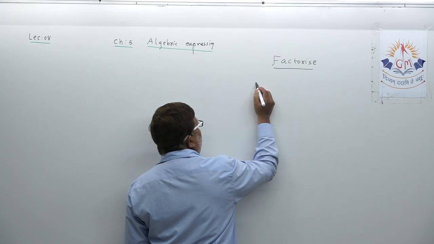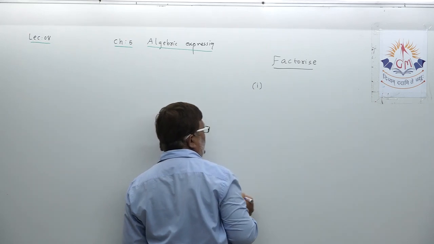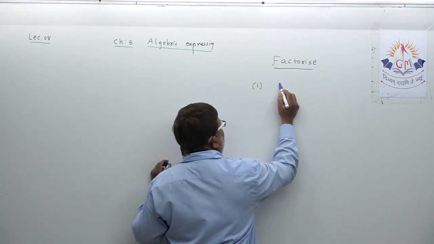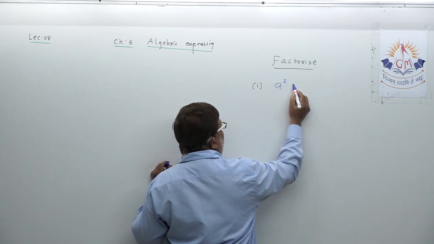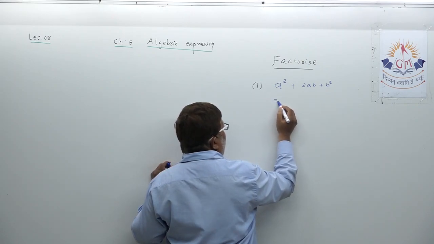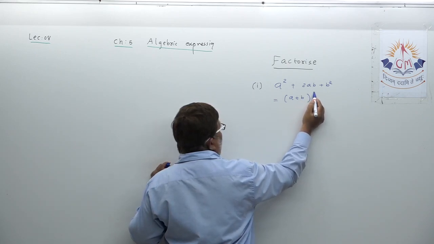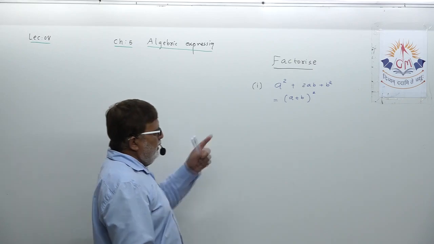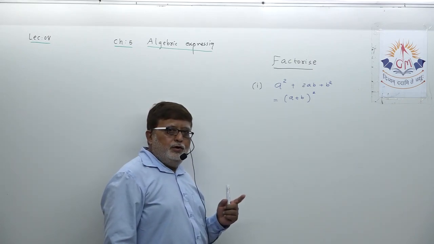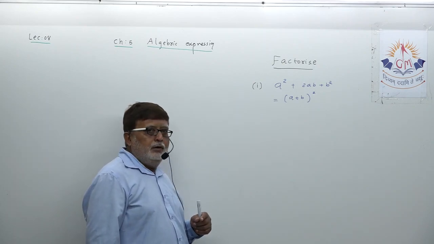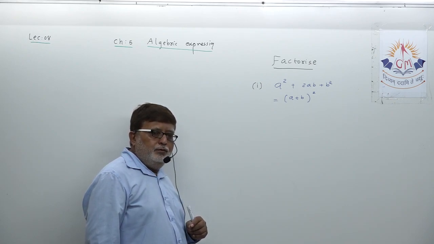That means I have to write the first identity this way, writing right to left: a² + 2ab + b² = (a + b)². Initially we wrote the identity as (a + b)² = a² + 2ab + b². Here the identity has been written in reverse order: a² + 2ab + b² = (a + b)².